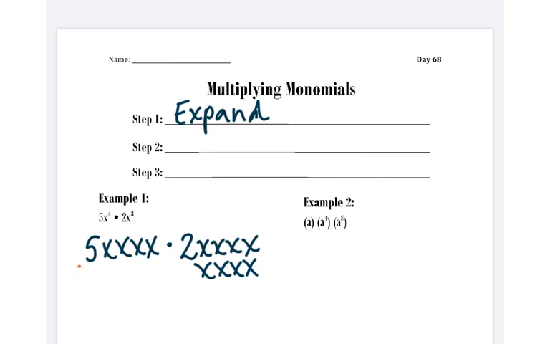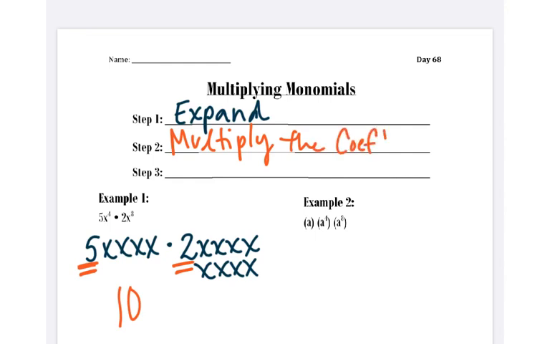So now I take my coefficients, those are the big numbers in the front, and I multiply. 5 times 2 is the number 10. So we multiply the coefficient. I multiplied the coefficient. 5 times 2 is the number 10.